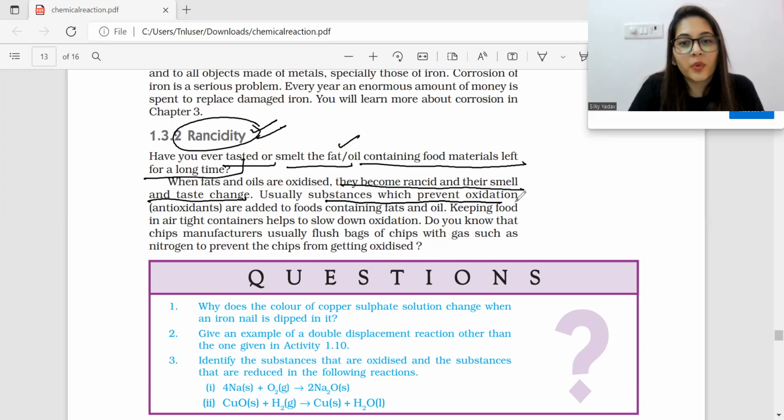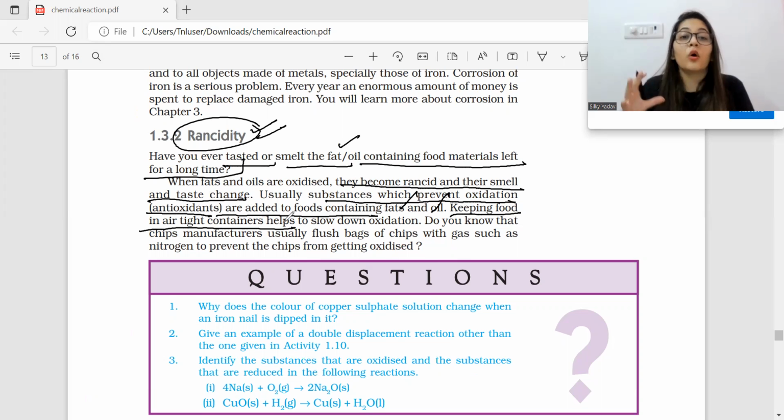Usually substances which prevent oxidation, that is the antioxidants, are added to food containing fats and oil, and food is kept in an airtight container. That's the reason we always prefer to put them in an airtight container, or we put them in the fridge, so that this oxidation process is slowed down a little and its effect is not very pronounced, right?